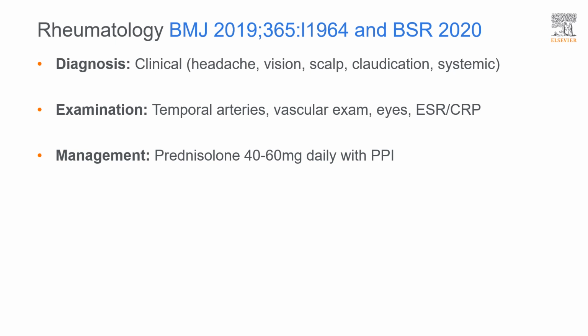Now, in the old school days, you might have read in textbooks that you might start aspirin alongside this, but that's not the case today. So you do not start aspirin. You just start prednisolone and you start PPI cover if it's relevant. And obviously onward referral to rheumatology for them to monitor the disease progression.